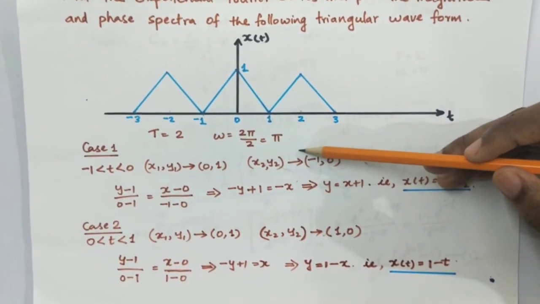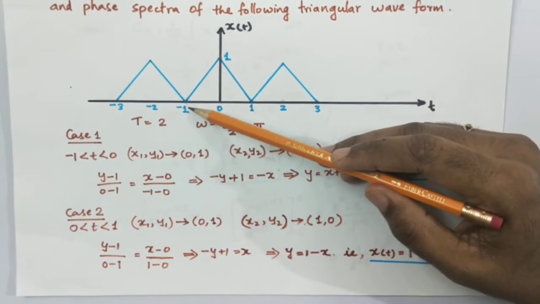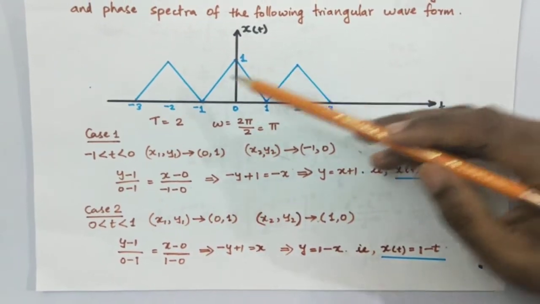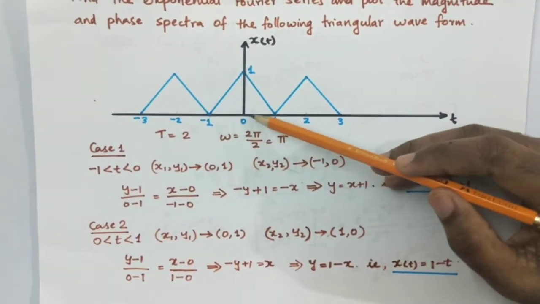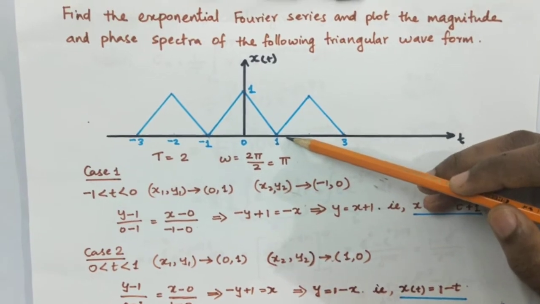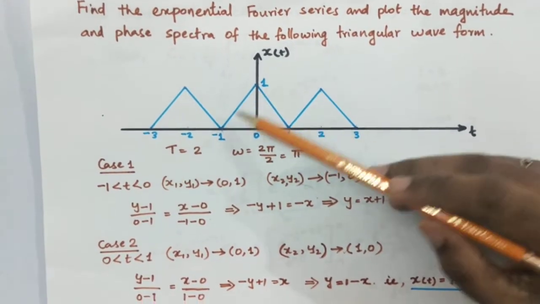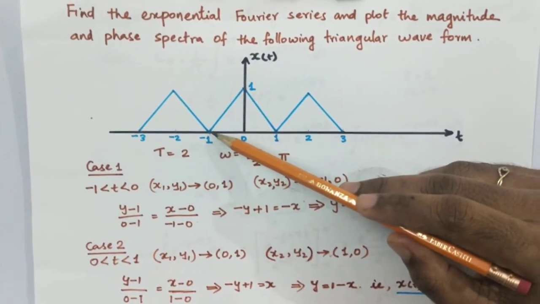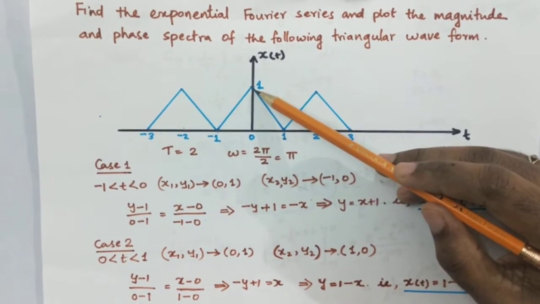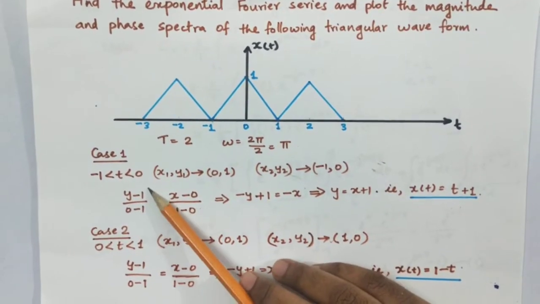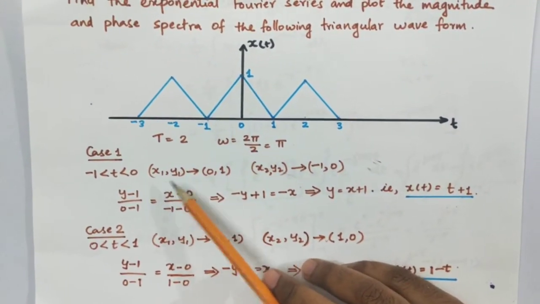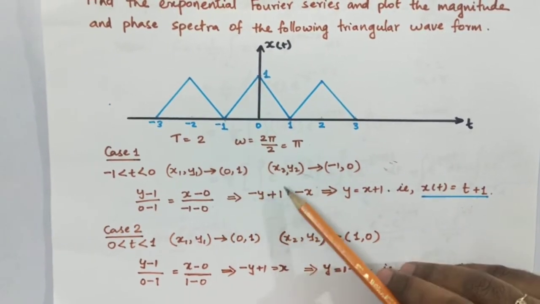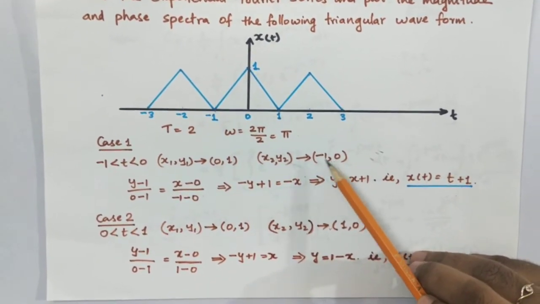So let us choose the interval from -1 to 1. So we have two parts, -1 to 0 and 0 to 1. So we have to find out the equation for the signal from -1 to 0 first. So for -1 to 0, take 2 points, x1, y1 is (0, 1) and x2, y2 is (-1, 0).